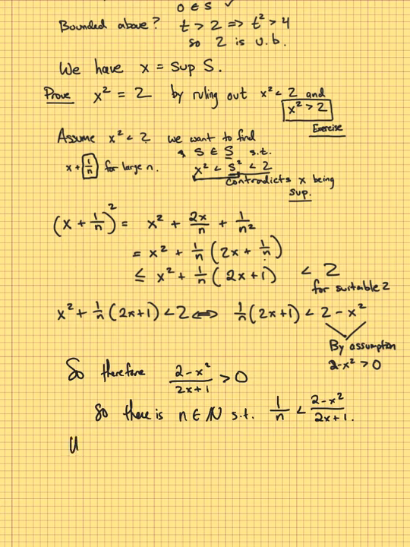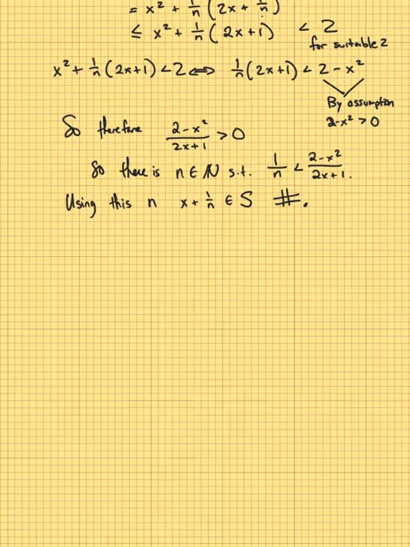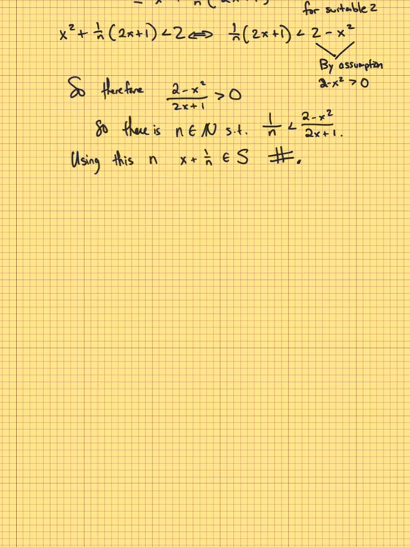Okay, so using this n, like we just worked it out exactly, x plus 1 over n is in S. Okay? And this is a contradiction. So therefore, and this kind of idea will be used throughout the rest of the course, essentially, completeness forces the existence of the square root of 2.